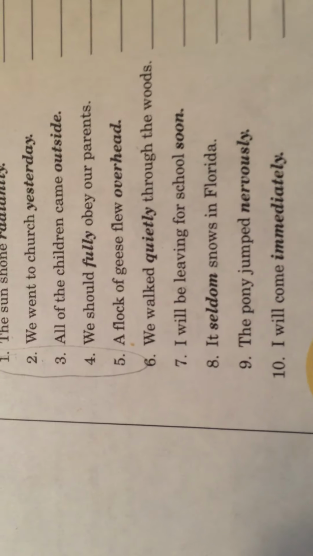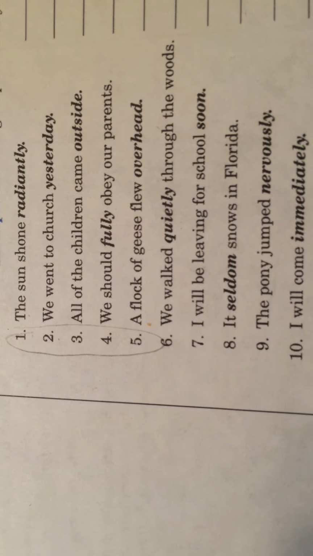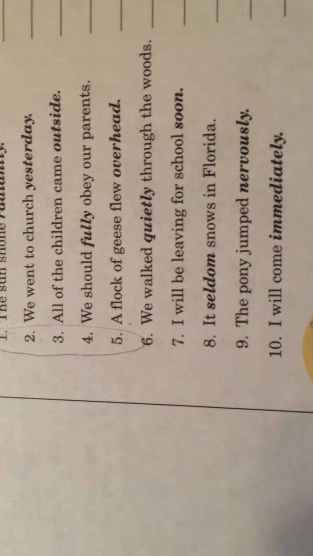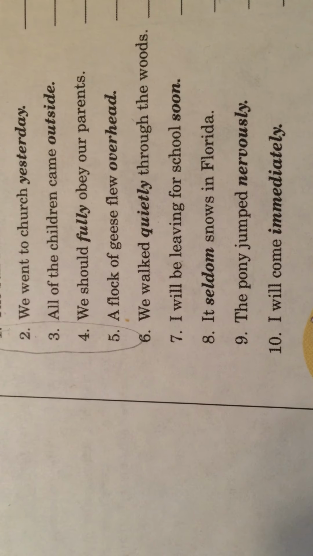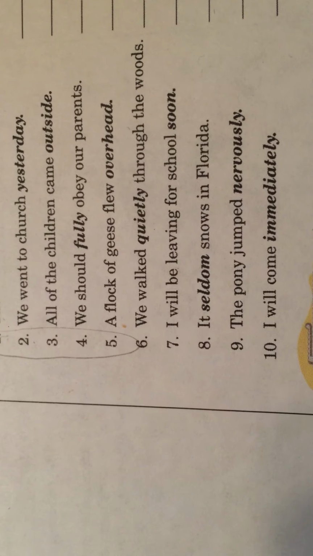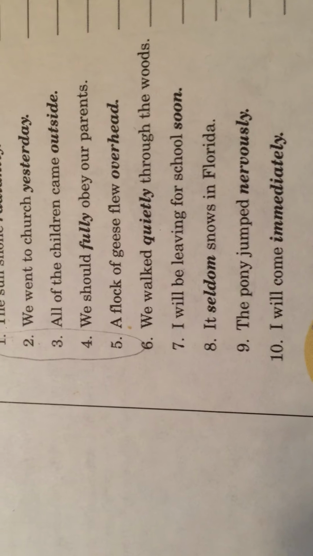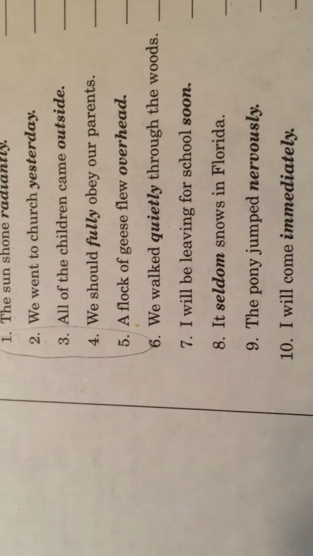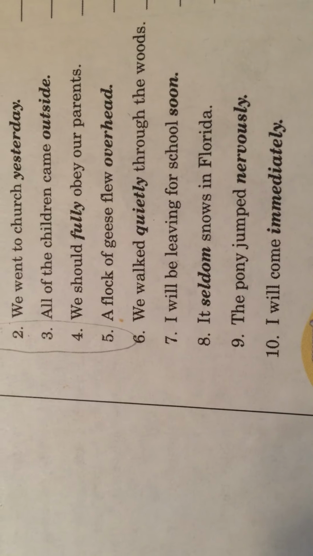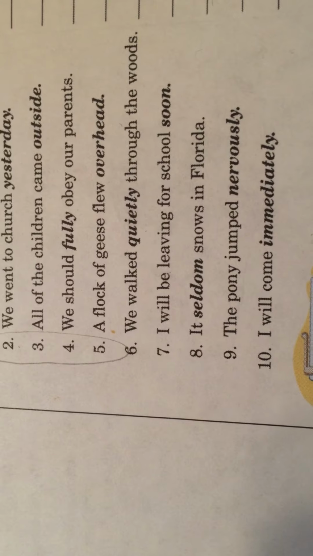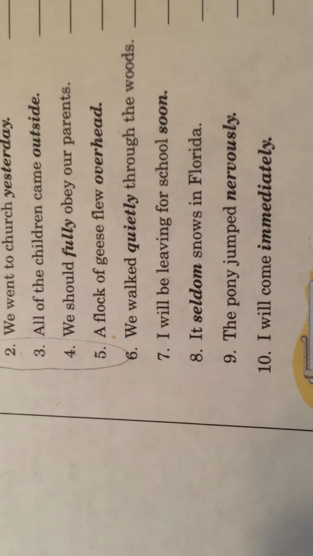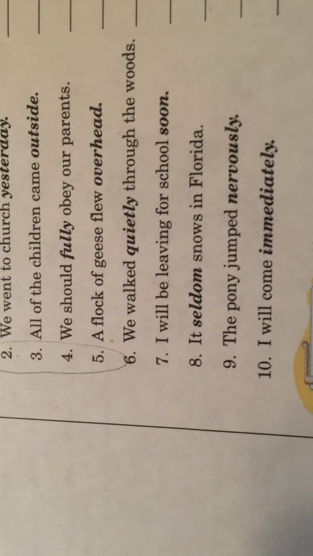Number 8, it seldom snows in Florida. Find the verb, see which question seldom answers about the verb. This one's kind of tricky because seldom is in between the subject and the verb. So the verb is snows. The question that it answers is how often does it snow? Seldom is like sometimes, every once in a while, rarely. Okay, so how often is the question for that one.